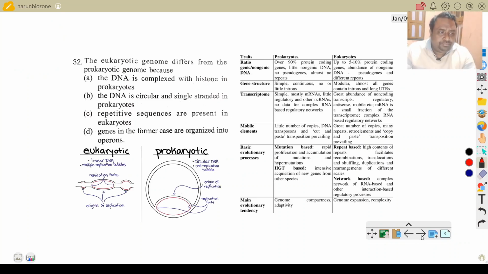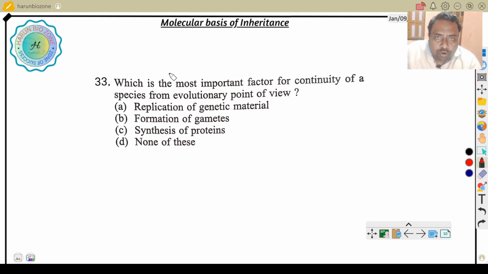Next question: which is the most important factor for continuity of species from an evolutionary point of view? Evolution means changes of DNA sequence. It is a very slow but continuous process. When evolution occurs, the genetic sequence or genotype changes, and as a result the phenotype also changes and new species are formed.